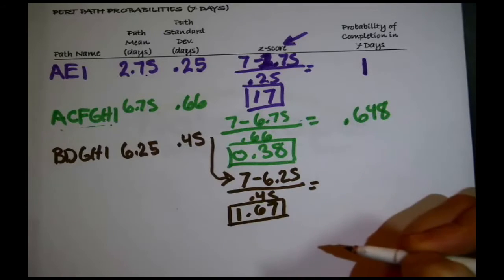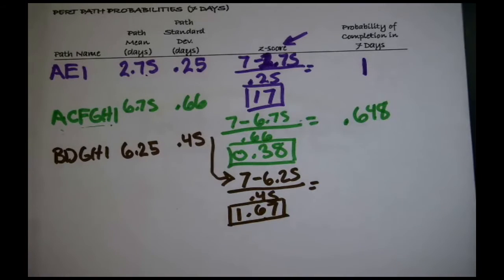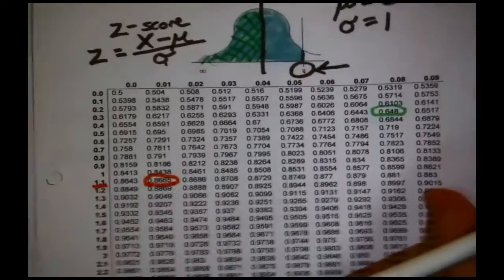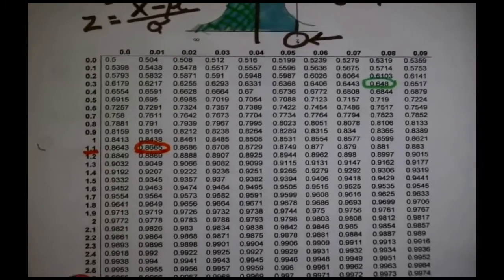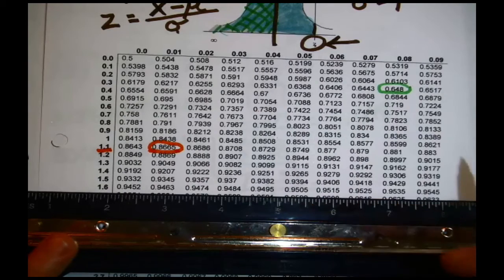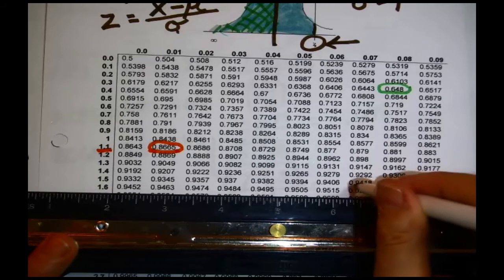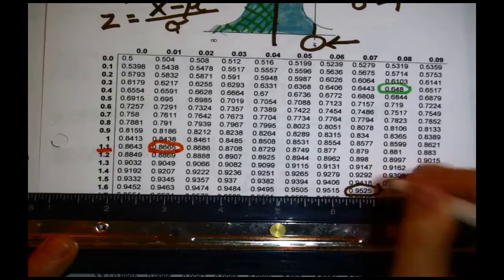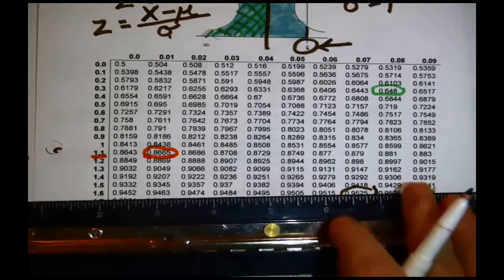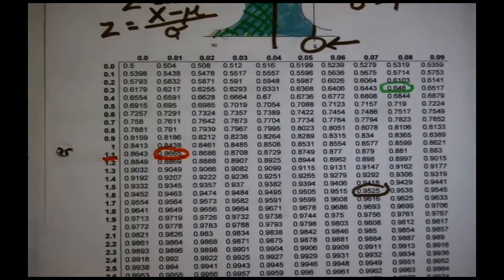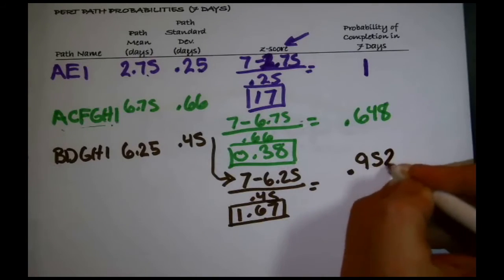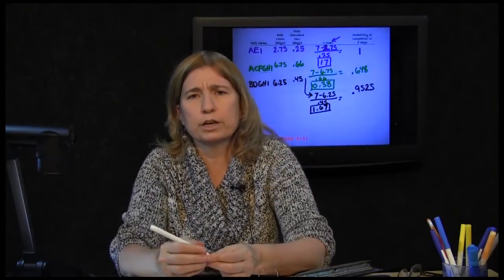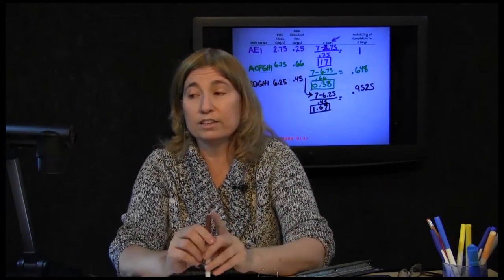1.67. I better look that up. It's less than 3, meaning I can't just count it as 100%. 1.67, 1.6, and 7. There we go, right there. 1.6, and the column is 7. It says 0.9525. There's about a 95% chance of getting done with that particular path in 7 days.